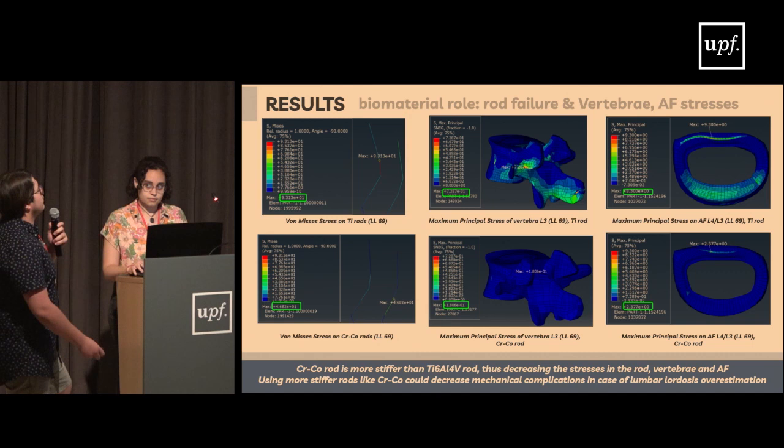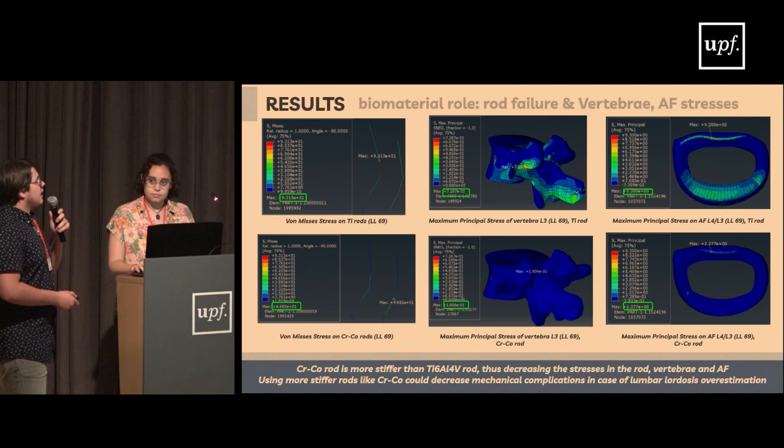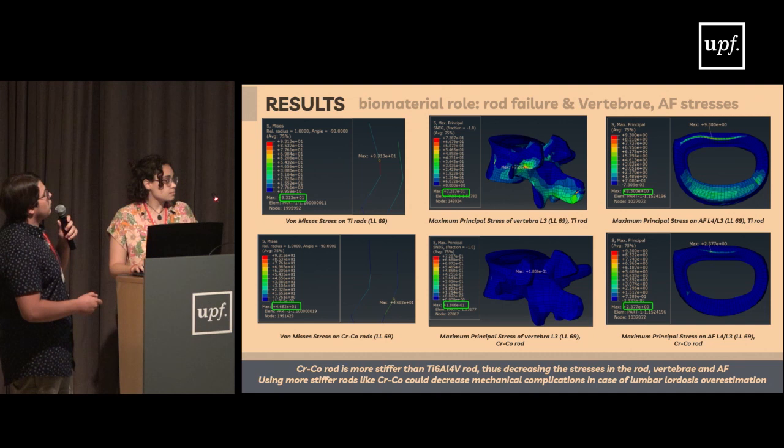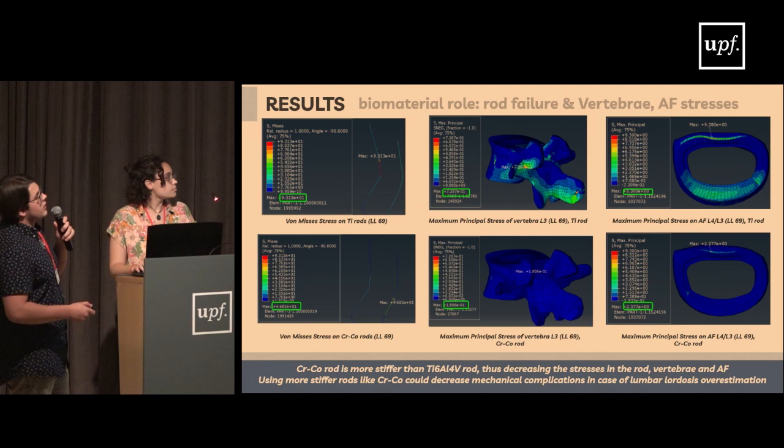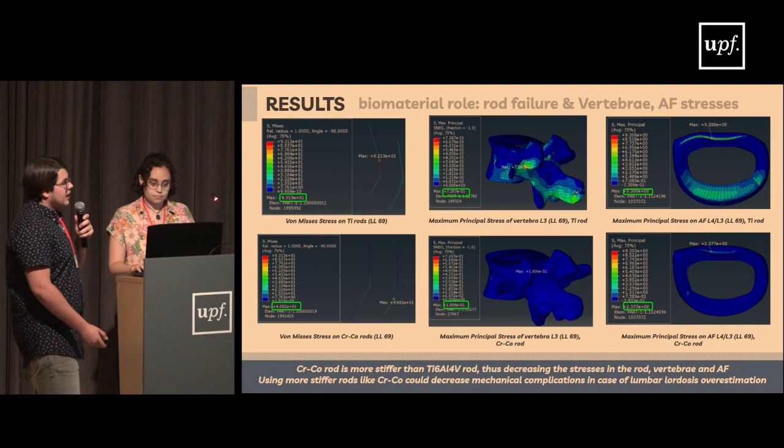The third experiment was relating the role of a biomaterial, which we simulated with titanium rods and chrome cobalt rods. And we can see here the effects on the stresses: for example, titanium rods have higher stresses on these 3, in the rods, the vertebra, and the annulus fibrosus, whereas the chrome cobalt doesn't. That's due to the property that chrome cobalt is stiffer, thus decreasing the mechanical complications on the lumbar lordosis.